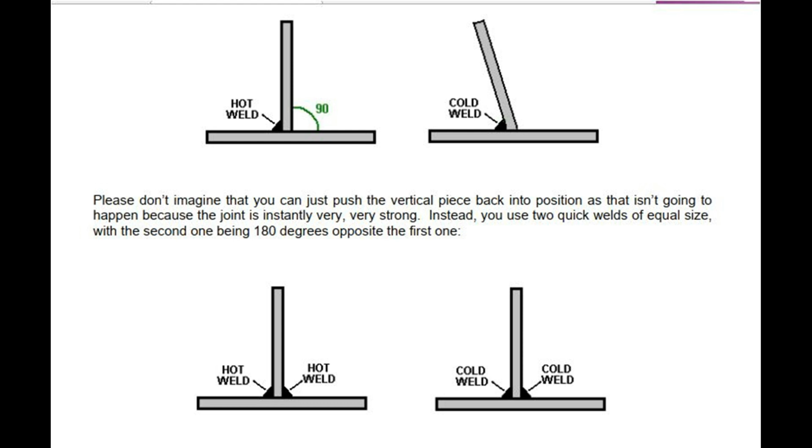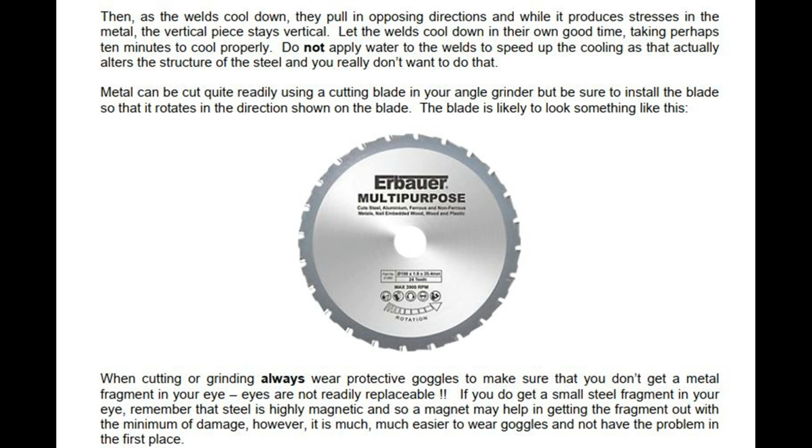Instead, you use two quick welds of equal size, with the second one being 180 degrees opposite the first one. Then, as the welds cool down, they pull in opposing directions, and while it produces stresses in the metal, the vertical piece stays vertical. Let the welds cool down in their own good time, taking perhaps 10 minutes to cool properly. Do not apply water to the welds to speed up the cooling, as that actually alters the structure of the steel and you really don't want to do that.